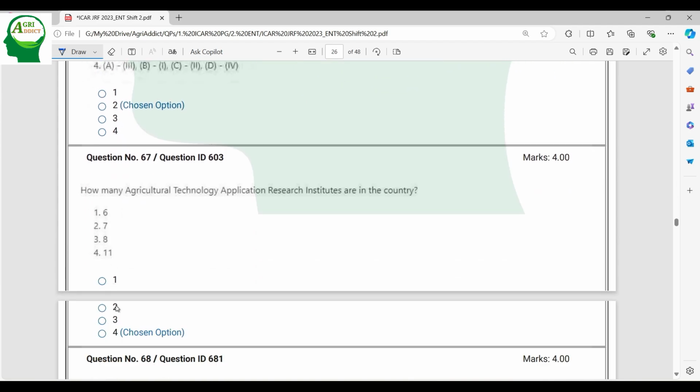How many Agricultural Technology Application Research Institutes, that is ATARI, are in the country? So it is 11. A GA question.